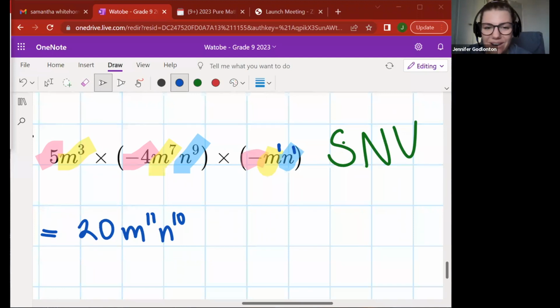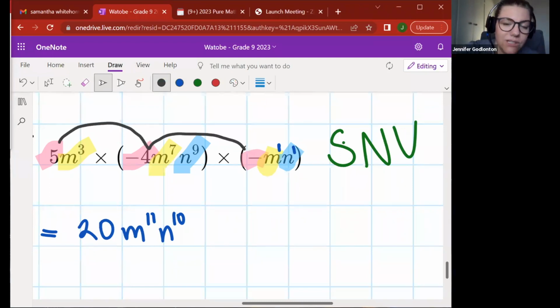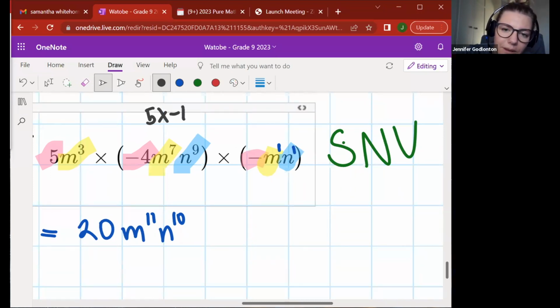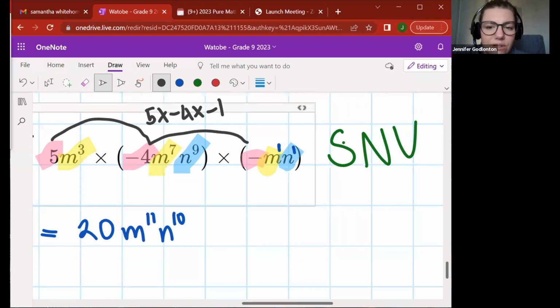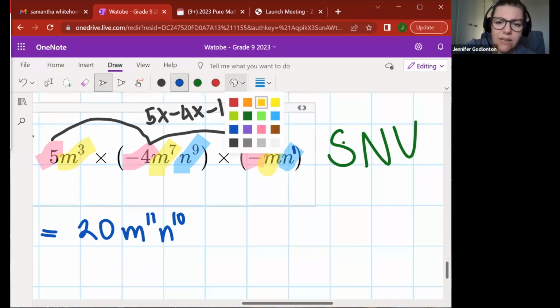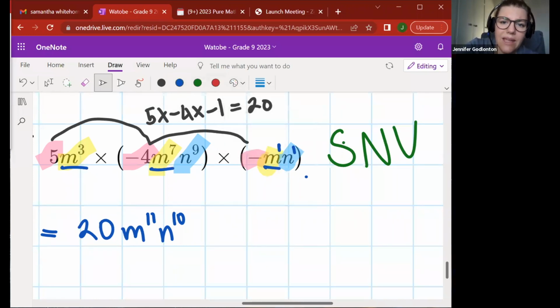Okay, so let's try and understand how we got this. A lot of you were coming with the answer of -20, which is a very normal mistake. But what's happening here is we've got 5 times -4 times -1. That's what's happening with these numbers. When we have 2 negatives, that's going to become a positive, so that's going to become our +20. Then we look at our m's. We've got m to the power of 3, m to the power of 7, and m to the power of 1. And then our n's, we've got n to the power of 9 and n to the power of 1. Don't forget these sneaky ones over here. And that's how we get n to the 10.